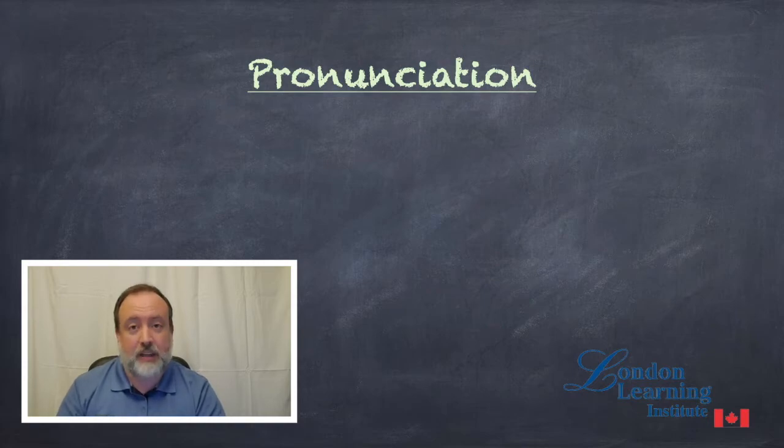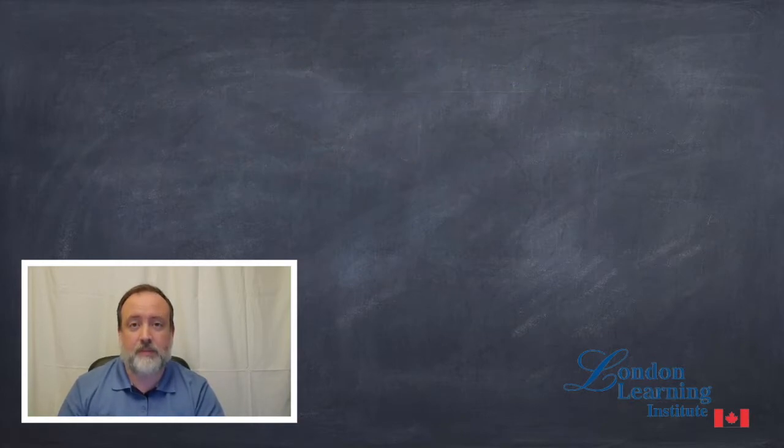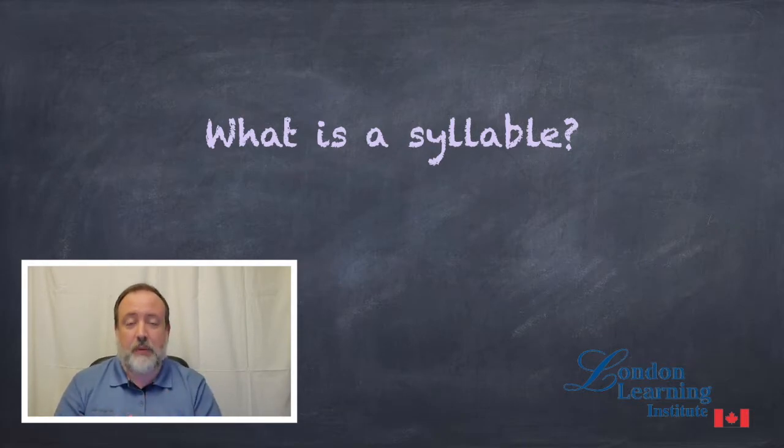And in particular, we're going to talk about syllables and syllable stress. Okay, this is an important topic that many people overlook. So, we should start with, what is a syllable? A syllable is basically the beat of the language, the beats of the word. Some words that are longer will have many beats. Some words that are shorter have one beat, maybe two beats.